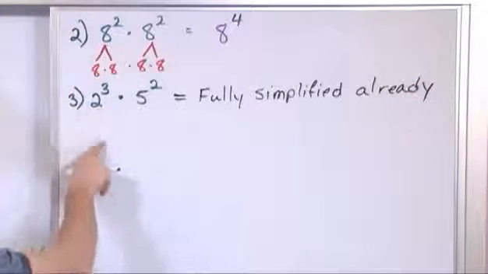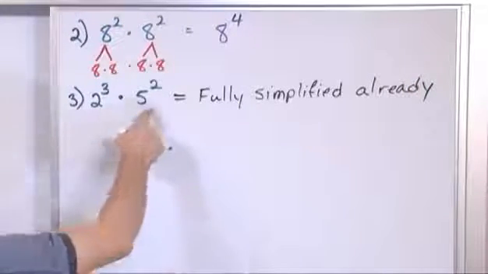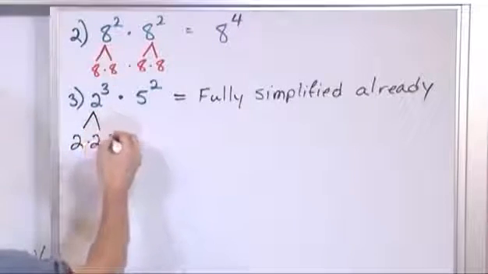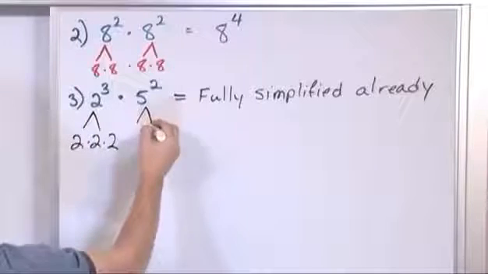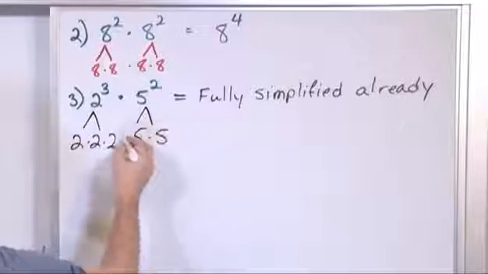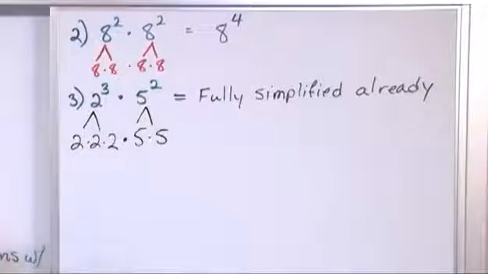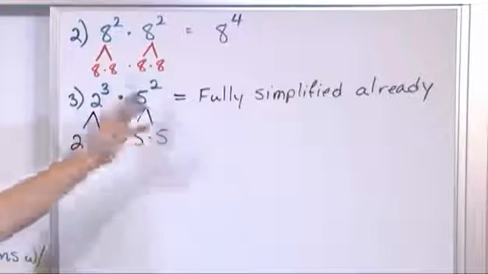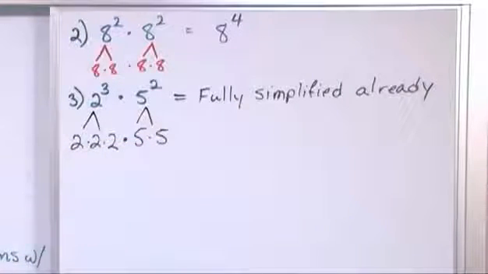This is completely different. If I were to break it out, this is 2 times 2 times 2, and this is 5 times 5. Now they are all multiplied together, but I can't simplify it into one exponent because the bases are different. I can't just count them all up and add them because they're different.